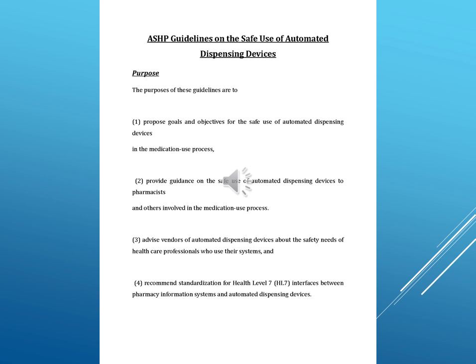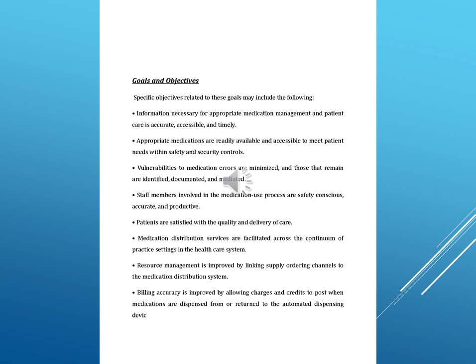Goals and objectives. Specific objectives related to these goals may include the following. Information necessary for appropriate medication management and patient care is accurate, accessible, and timely. Appropriate medications are readily available and accessible to meet patient needs within safety and security controls. Vulnerabilities to medication errors are minimized, and those that remain are identified, documented, and mediated. Staff members involved in the medication use process are safety conscious, accurate, and productive.